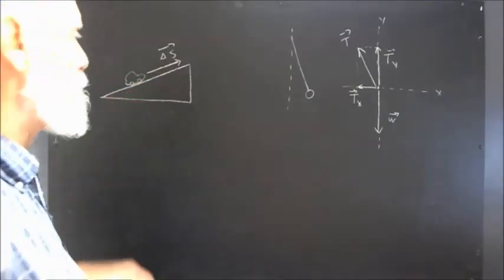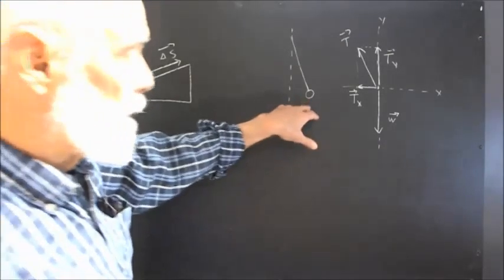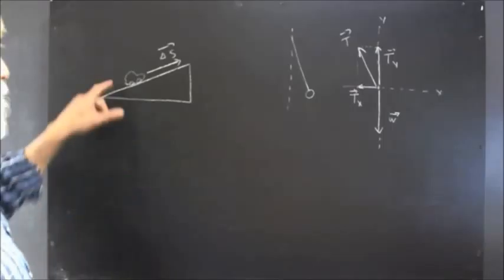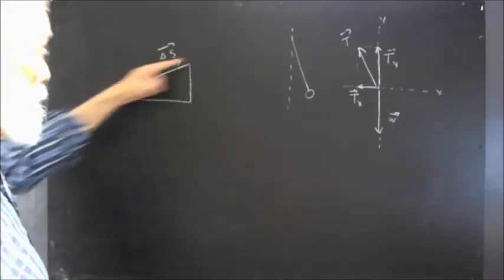We've got two situations depicted here. One, a pendulum hanging freely, and a car on an incline. Let's start with the car on the incline. I've got the delta S vector.